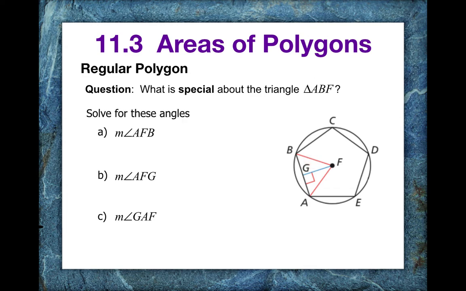So to solve for these angles is pretty straightforward. First of all, let's just take a look at the central angle, which is here. The central angle is going to be 1/5 of 360 degrees. So if I take 360 and divide by 5, I get 72 degrees. So that's the central angle.